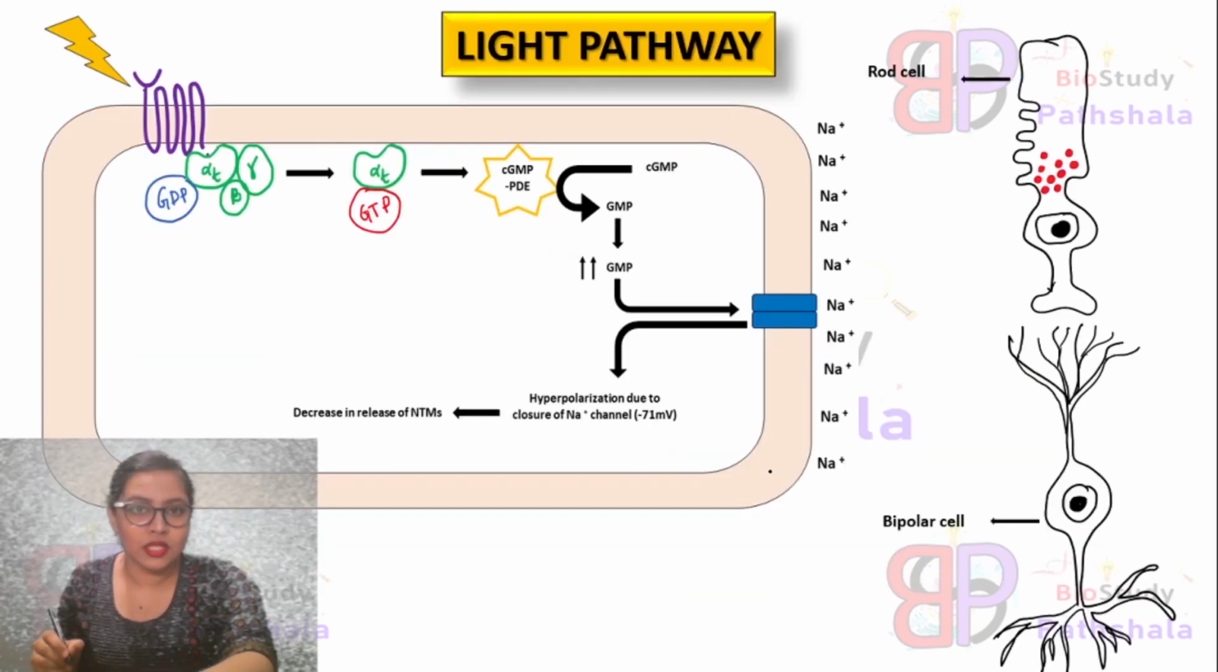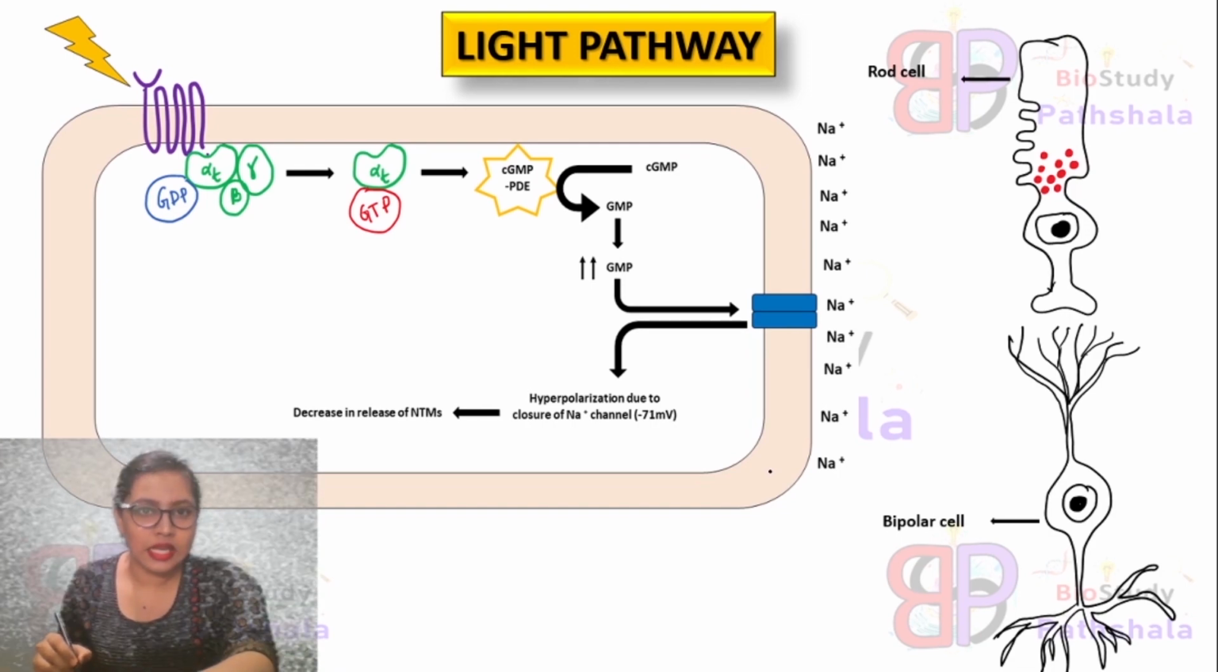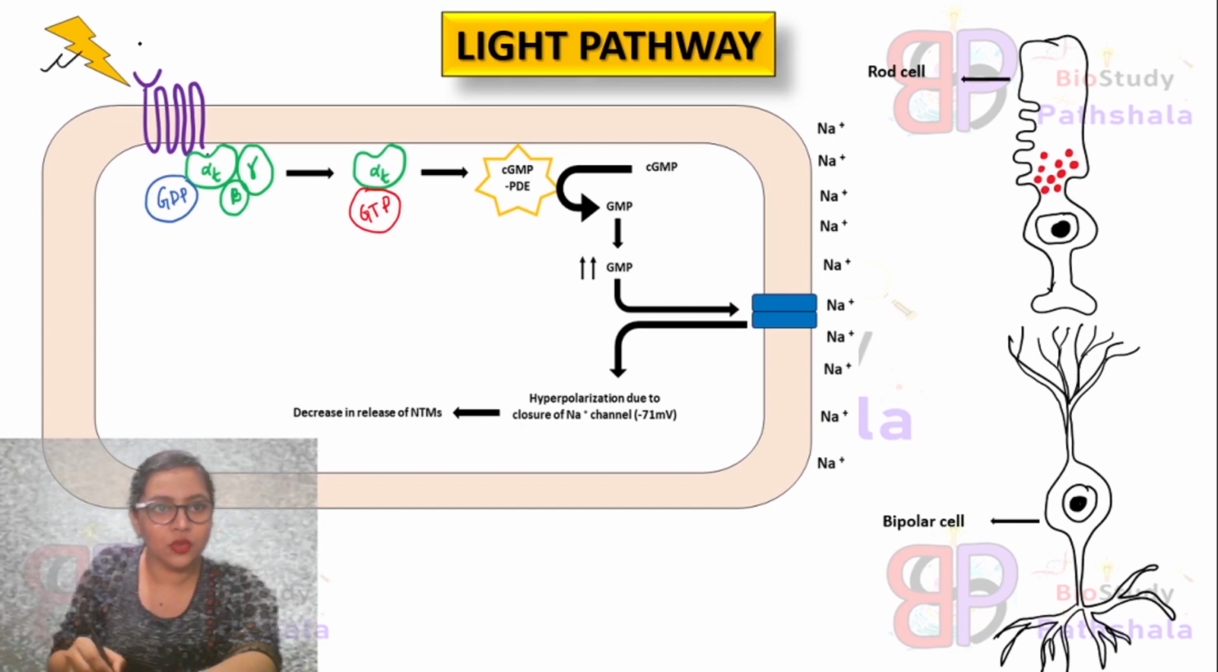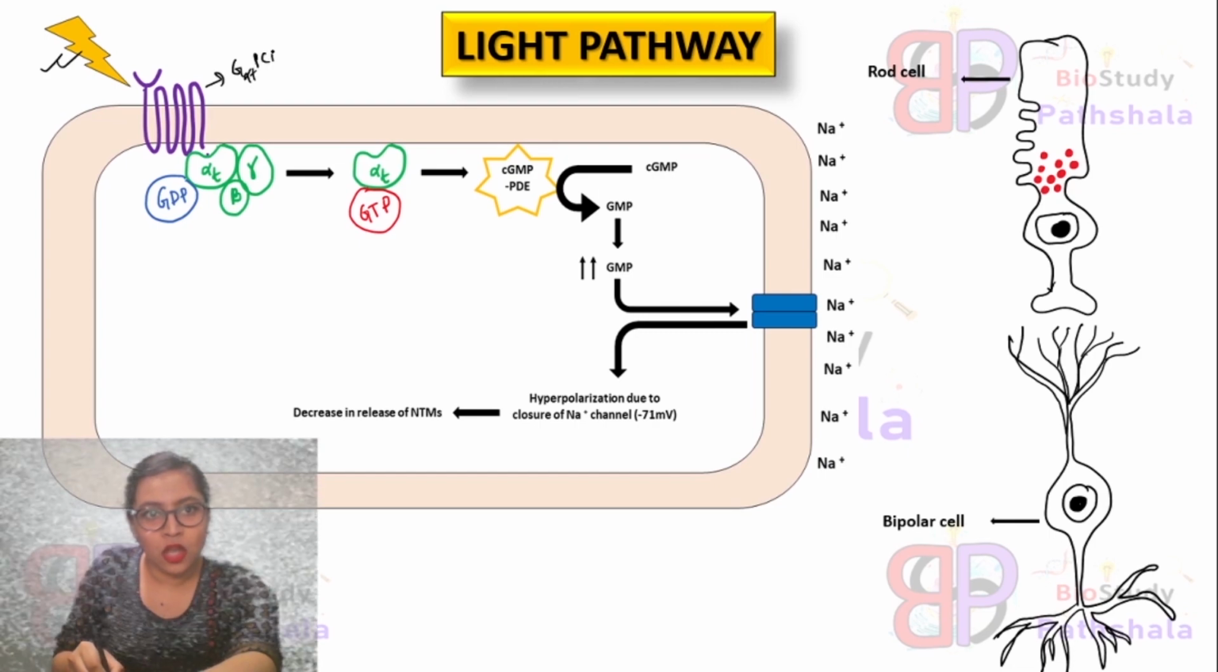There are two pathways. The first one is the light pathway, which is observed in the daytime or when light is abundant, and the dark pathway is found at night time or when light is not available. So first we will discuss the light pathway. Here you can see the photon, and this 7 transmembrane protein is the G-alpha T PCR, or you can say it is transducin.